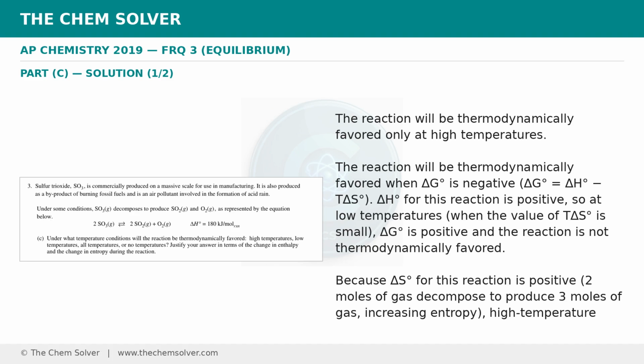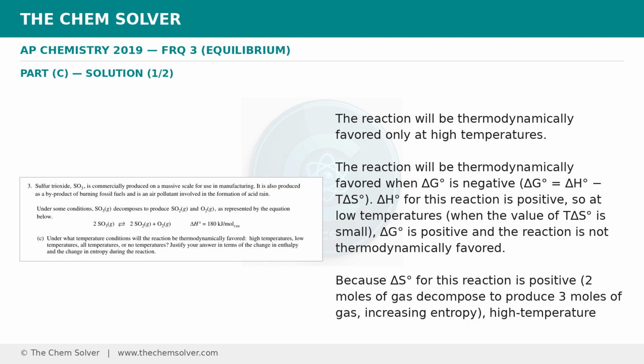The reaction will be thermodynamically favored only at high temperatures. The reaction will be thermodynamically favored when ΔG° is negative. ΔG° equals ΔH° minus TΔS°. ΔH° for this reaction is positive, so at low temperatures, when the value of TΔS° is small, ΔG° is positive and the reaction is not thermodynamically favored.